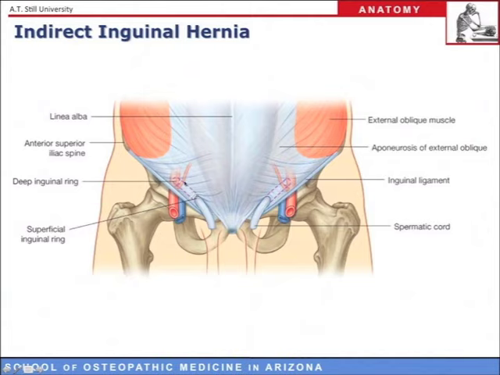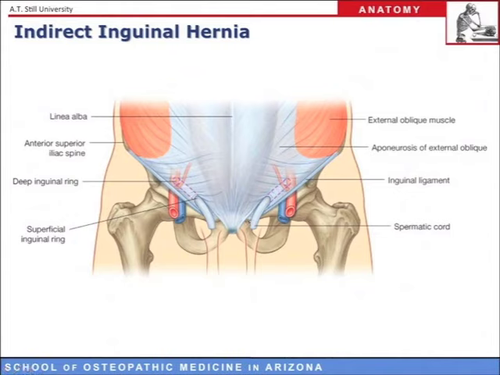purple dotted line. And so I want you to note that there's a difference between an inguinal ligament and an inguinal canal. The inguinal ligament is this inferior free margin of the external oblique aponeurosis, and recall that it spans the distance from the anterior superior iliac spine down inferiorly and medially to the pubic tubercle. So that is the inguinal ligament.